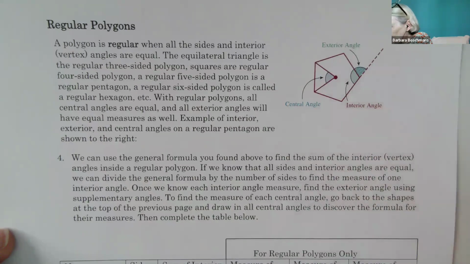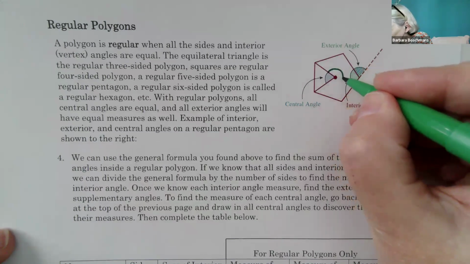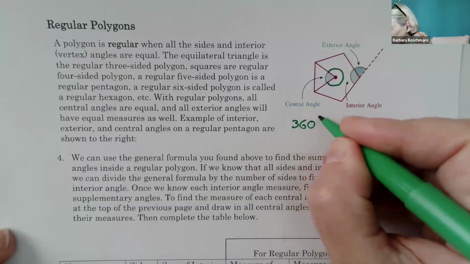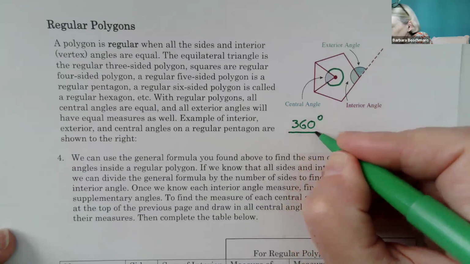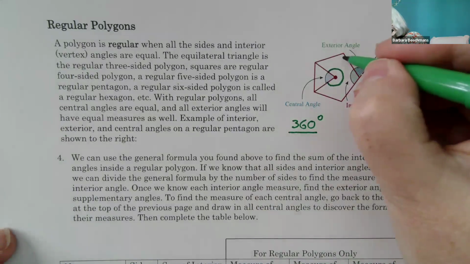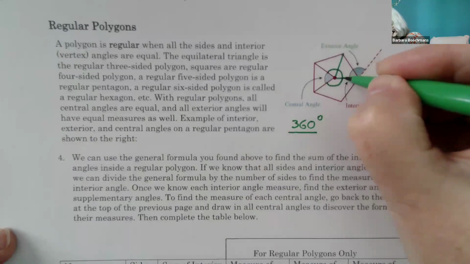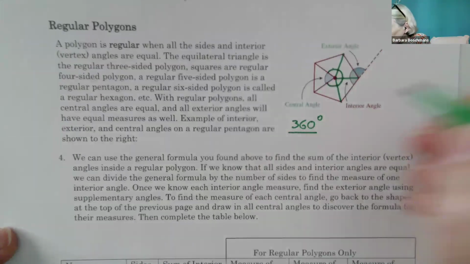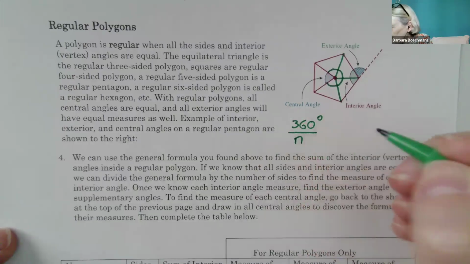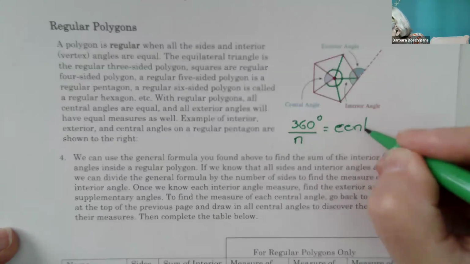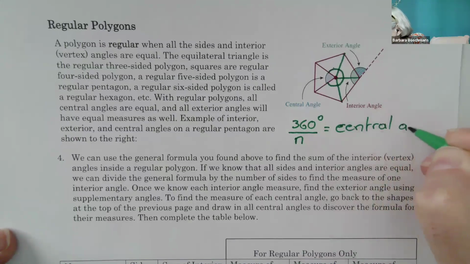So if we think about the central angle, a full circle is 360 degrees. If I divide that by how many central angles I would have, and we can fan this one out from the center and see you have 1, 2, 3, 4, 5 in a pentagon, it would be n. That would give me the central angle.